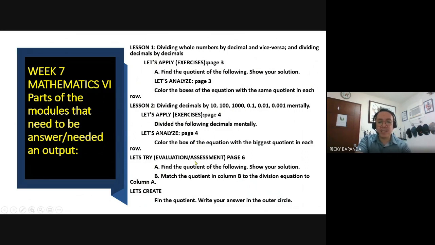Okay. So let's try naman. Letter A, from page 6, find the quotient of the following. Show your solution. So do not forget to write or show your solution on how you get the answer. Then in letter B, you were going to match the quotient in column B to the division equation in column A. And then on your let's create part, you were going to find the quotient. After finding the quotient, you were going to write your answer in the outer circle.